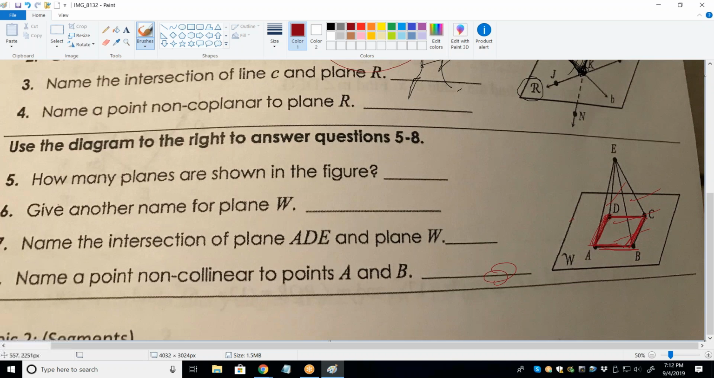Give another name for, or name the intersection of ADE and plane W. C or B, right? Would it be C or B? No. First of all, let me shade in the plane they're talking about. That is AED or ADE. So where does that intersect the plane at the bottom? It's a line. AD? Yeah. Okay. AD.